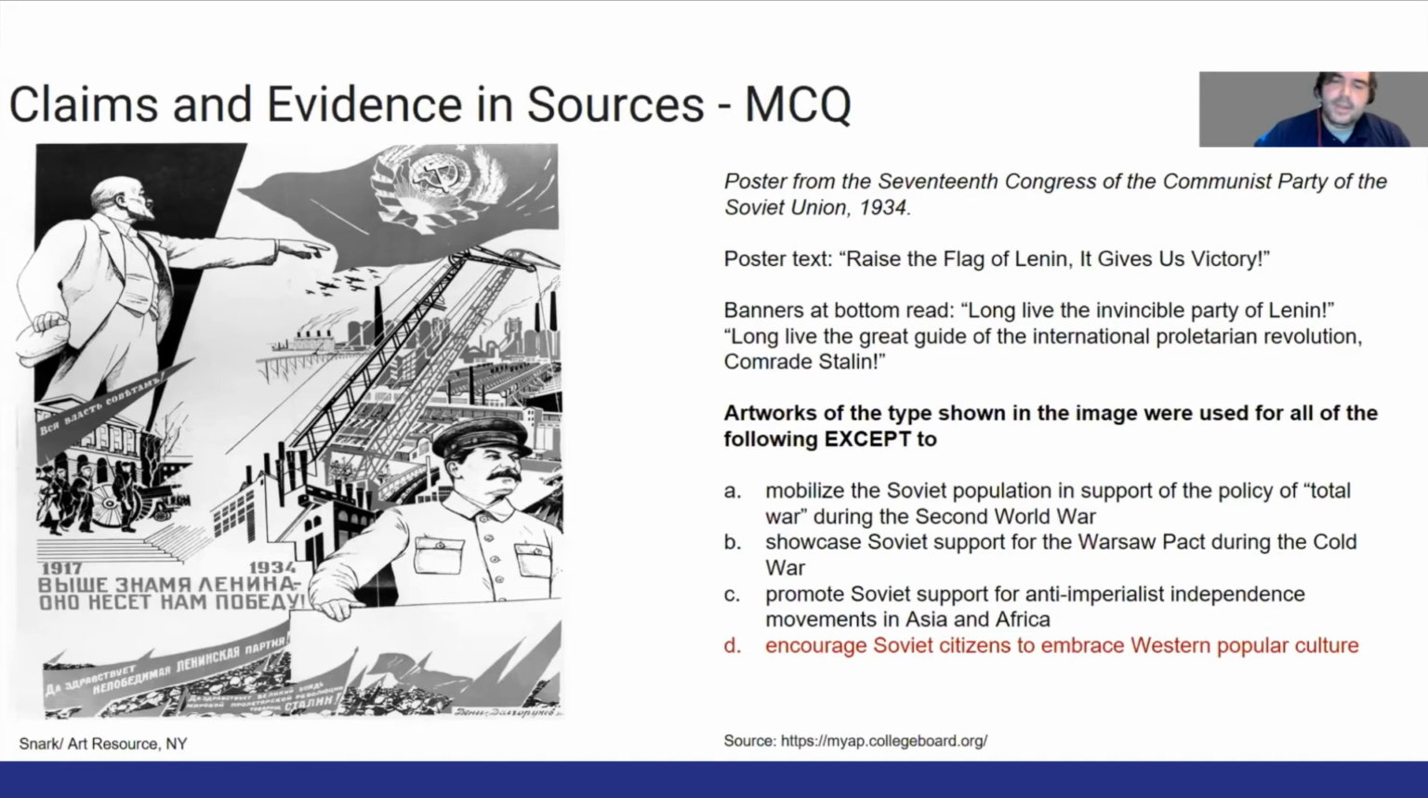So when they say encourage Soviet citizens to embrace Western popular culture, that is not what they wanted to do with this poster. They wanted them to embrace industrialization, working in a factory, building machinery that reflects the Soviet Union's strength and power of industry.